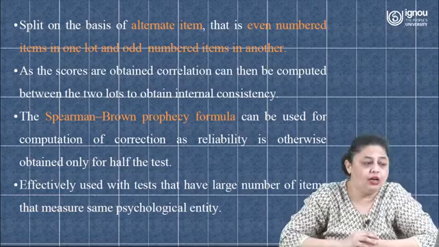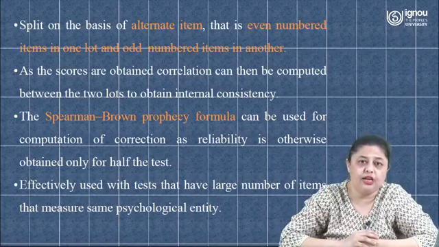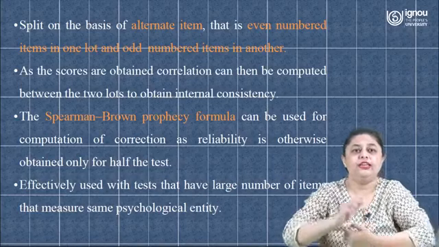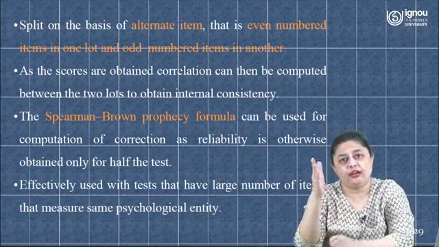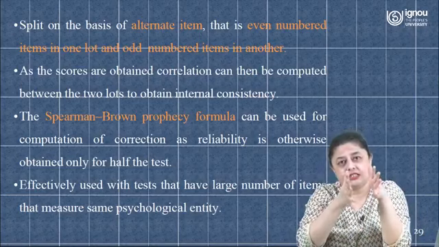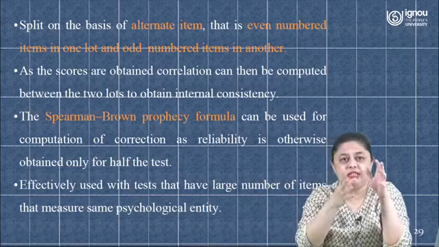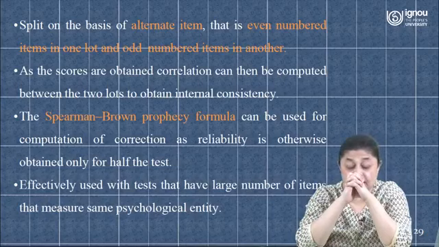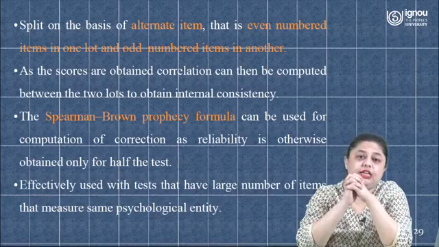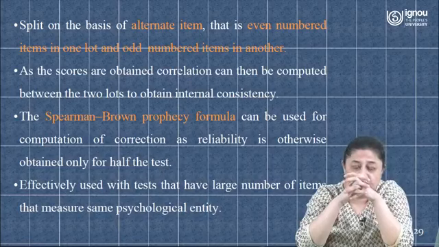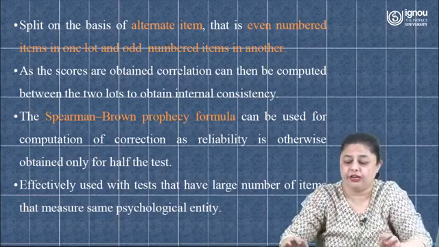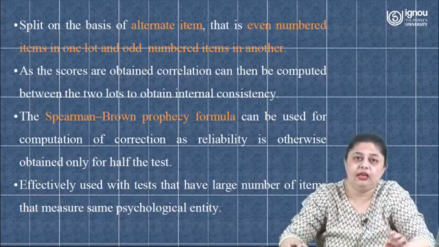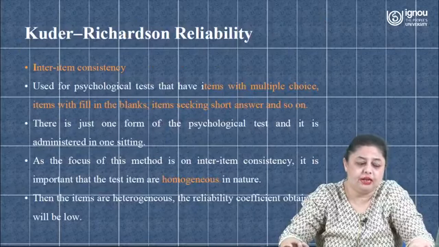Later on, the Spearman-Brown prophecy formula is often used because in case of split half reliability, what you get is reliability only for half the test. So to obtain reliability for the full test, certain formulas are applied. This method is especially effective when you have a large number of items, and you can use it to establish reliability.